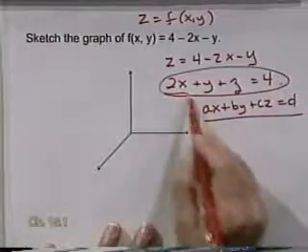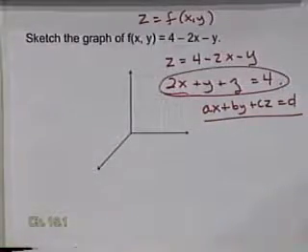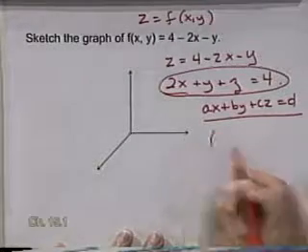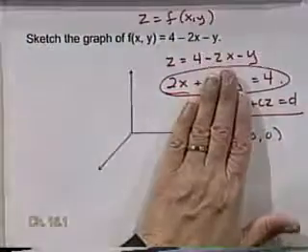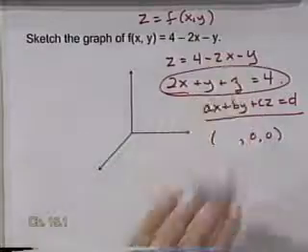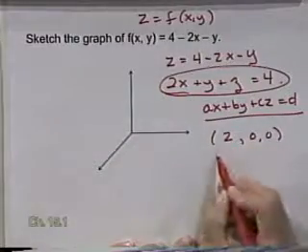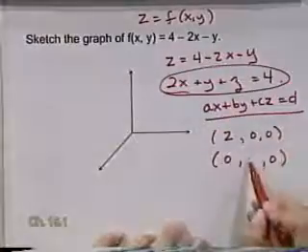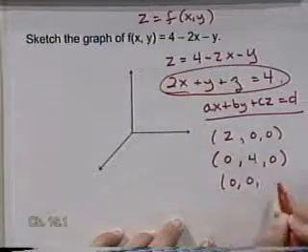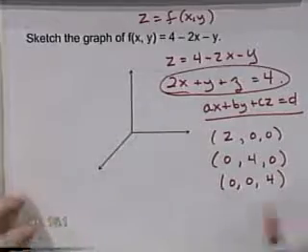How do we draw that plane? The easiest way is to get your three intercepts: your x-intercept, your y-intercept, and your z-intercept. So if I let y and z be 0, what's x? 2x equals 4, x is 2. If I let x be 0 and z be 0, what's y? 4. And if I let x be 0 and y be 0, what's z? 4. So now I have 3 points.